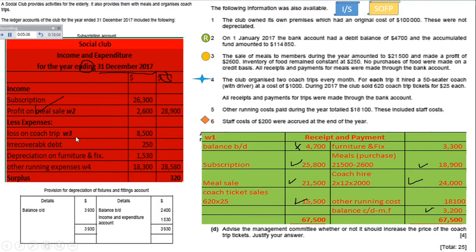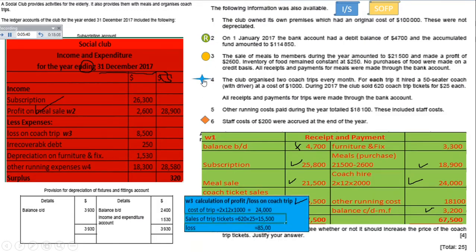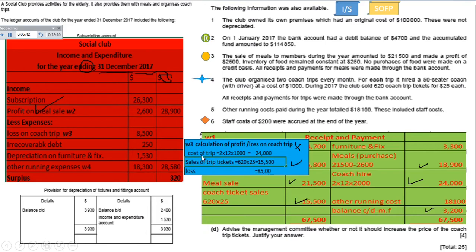Working note number 3. If you look at working note number 3, you will get the answer. Cost of coach trip is 2 into 12 into 1,000. That's 24,000. Sale of trip tickets equals 620 into 20. That's 15,500. The difference is 8,500 loss. So the loss portion you put down here. That's how we do it.